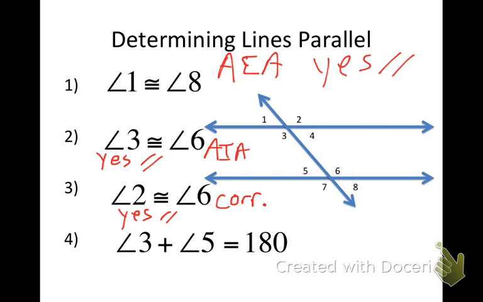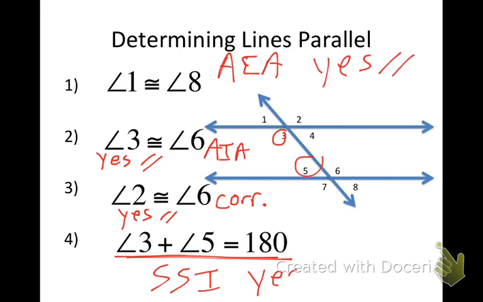And the last one, I have angle 3 and angle 5. Now it doesn't say they're congruent, it says they are equal to 180. So that means they're supplementary. Does that mean they're congruent then? No. What's that mean? Supplementary. What type of angles are they? Same side interior. So are they parallel? Yes, they are parallel. Same side interior angles are supplementary in parallel lines.